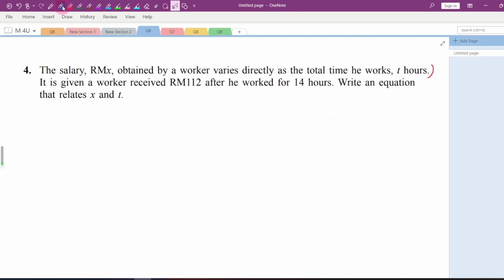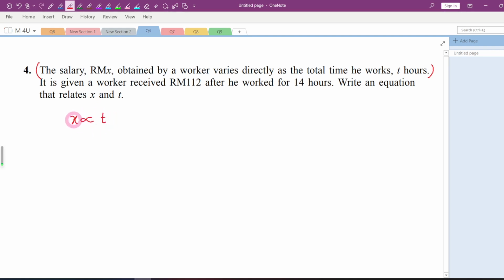Now, let's look at question number 4. The salary RM X obtained by a worker varies directly as the total time he works, T hours. So after we read this sentence, we come up with this: X is directly proportional to T. X varies directly as T.